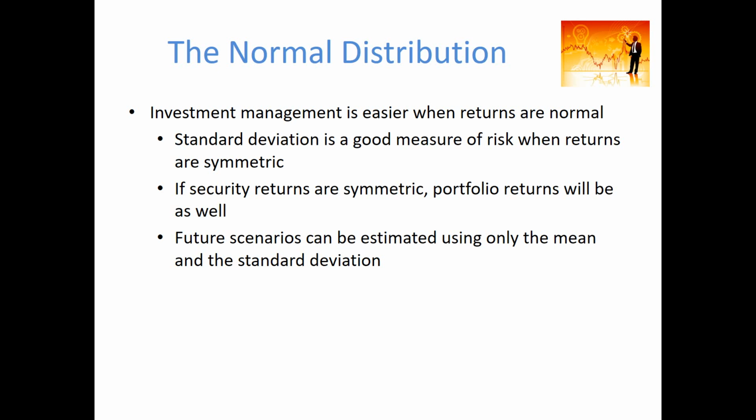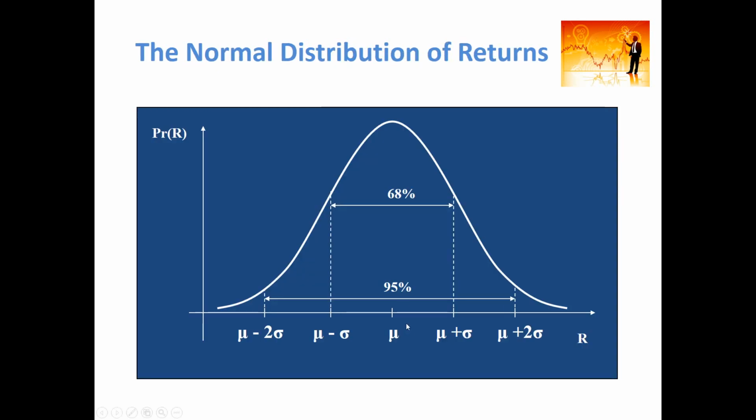Now, investment management is much easier when the returns are normally distributed, because a normal distribution has a symmetric shape. That means half of the returns will be on the right-hand side of the mean and half on the left-hand side. In this example, the horizontal axis shows different possible returns, the vertical axis shows the probability of returns, and this is the mean return. So half of the returns will be on the right-hand side of the mean and half on the left-hand side.